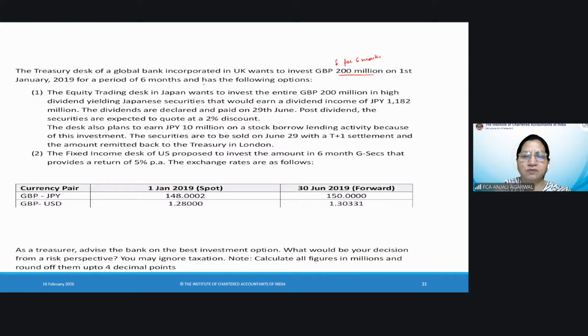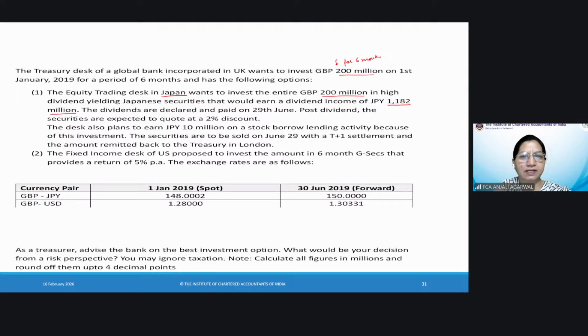The investment is to be made for 6 months. First option is there is an equity trading desk in Japan. So it is thinking about investing the entire 200 million in high dividend yielding Japanese securities, and then you will get a dividend income also of 1182 million. So this is the return you're getting, 1182.